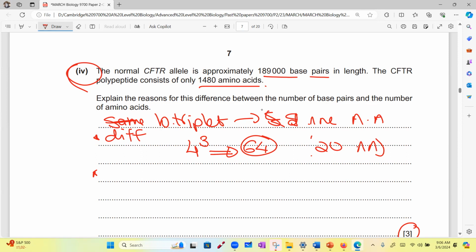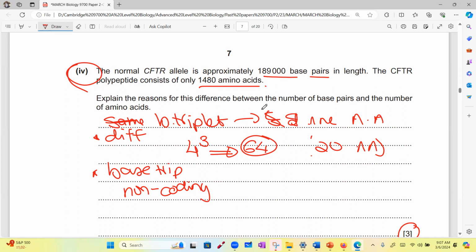This is one reason. I want another reason. Hedy, you said it. Yes, some base triplets are non-coding. They have a name. Excellent. We took it in post-transcriptional modification. Remember? The messenger will take a copy of the DNA. It will copy the whole DNA. Some base triplets are non-coding. They don't code for proteins. So they have a name. They're called the introns.